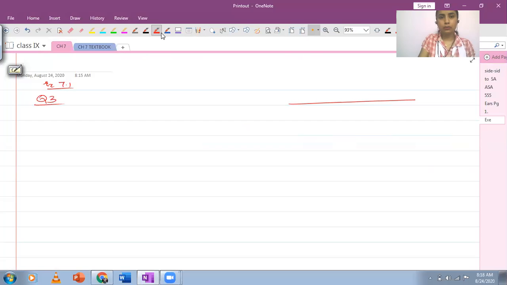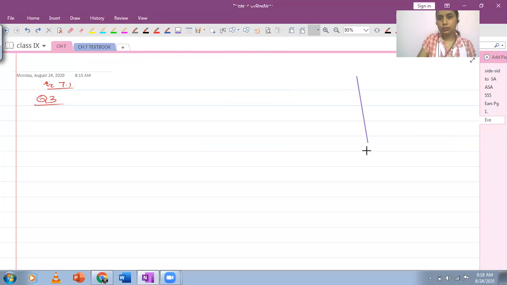If you want to copy the figure which is given in the book, then that's completely fine. Let's draw the way they have given. So I'll just draw a line segment AB. They had drawn that vertically. And I want perpendiculars for A and B. It's opposite.